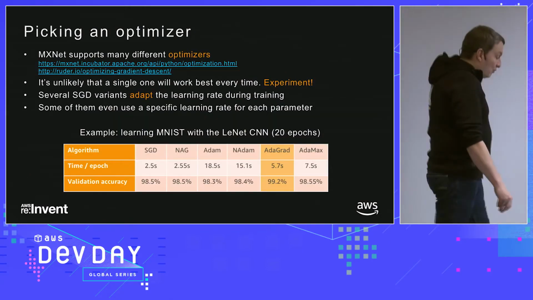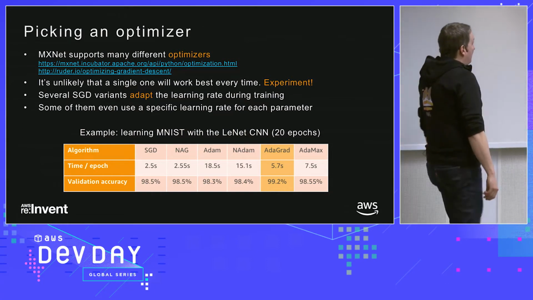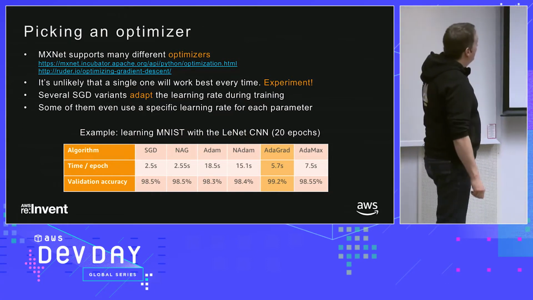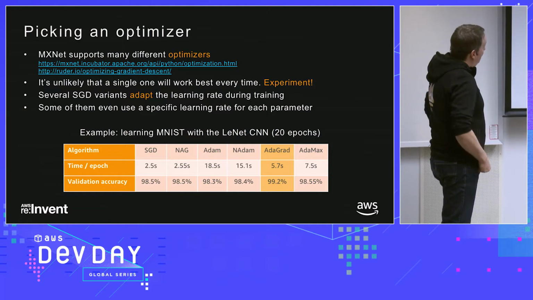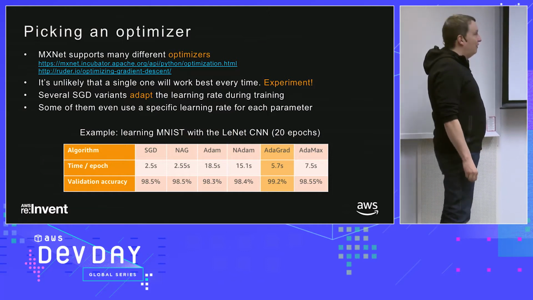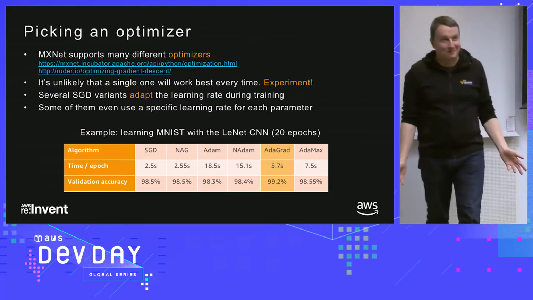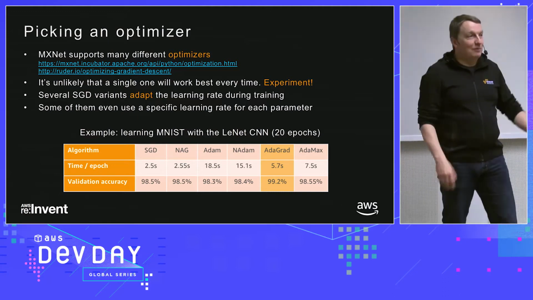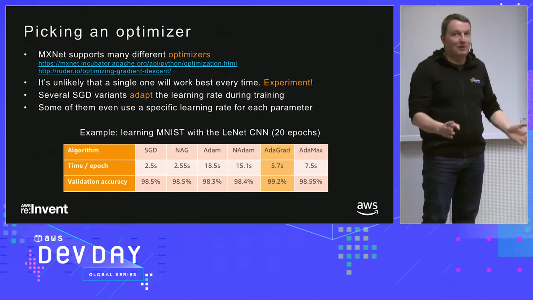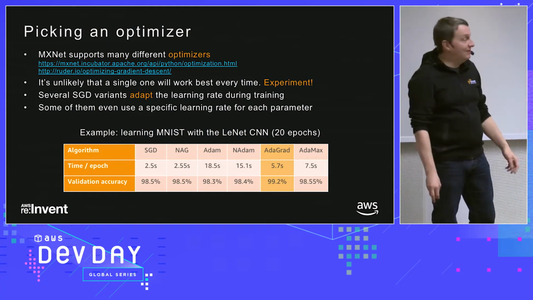So that brings me to optimizers. So we have many, like other libraries. And the only thing I know for sure is that none of them works all the time, right? I would love to tell you, use that one all the time and you'll get the best results. Well, that's not like that.